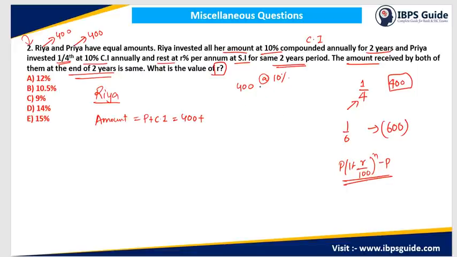Okay, or you can use the shortcut method, if you understand what compound interest is. They are asking to find the compound interest on 400 for 2 years at 10% per annum. So this will be your first year and this will be your second year.